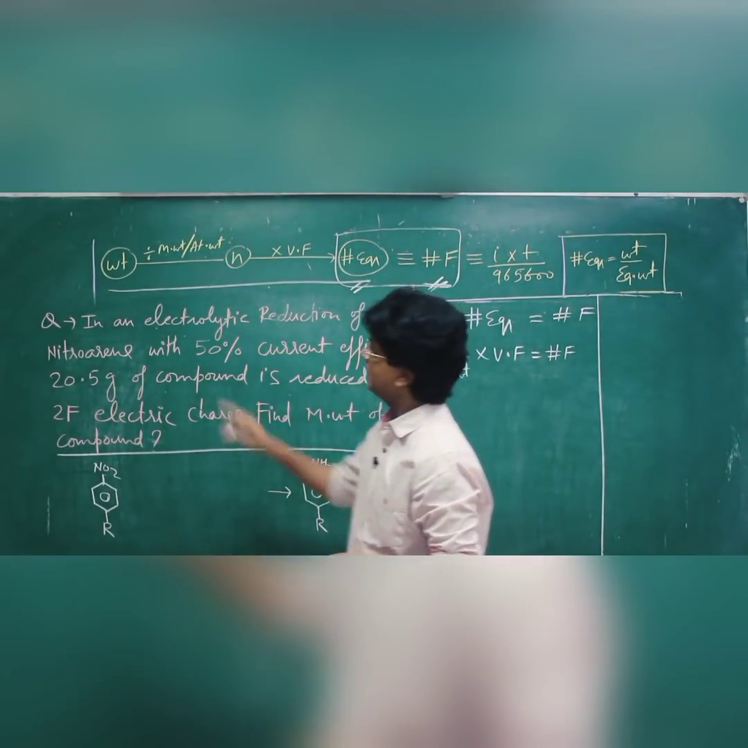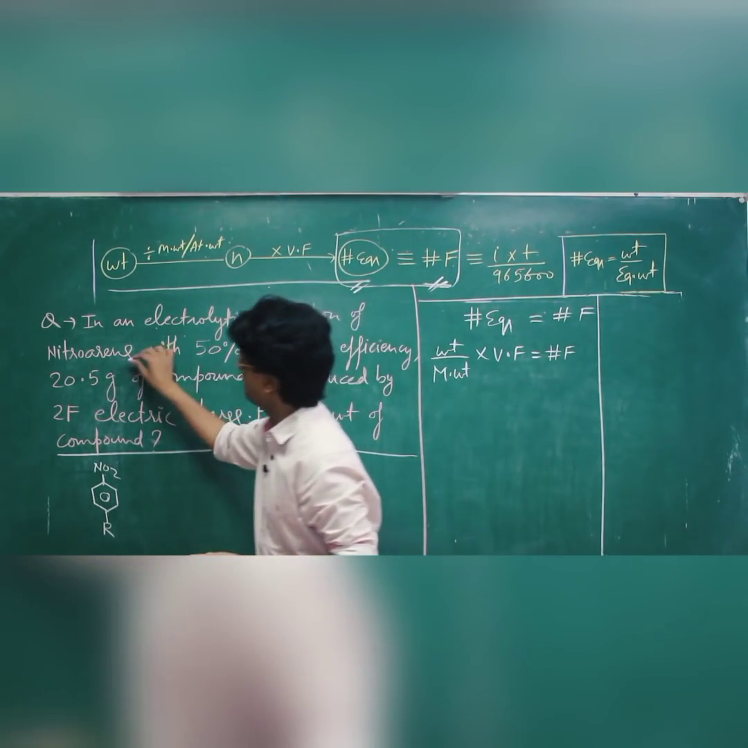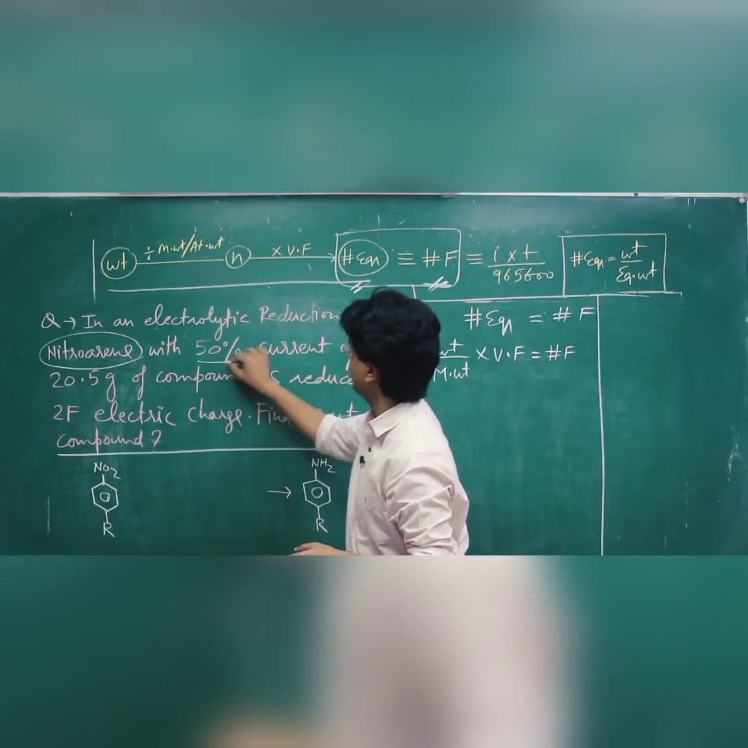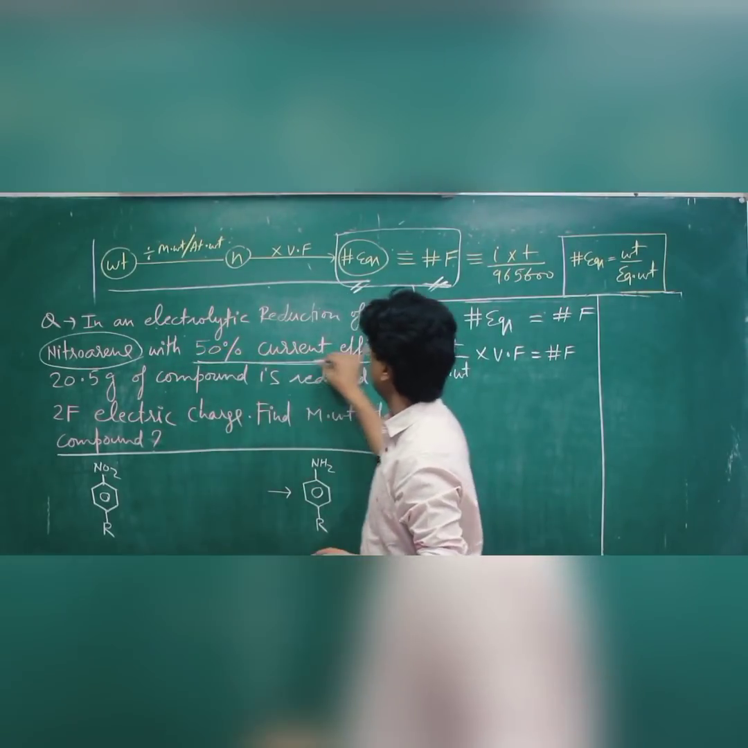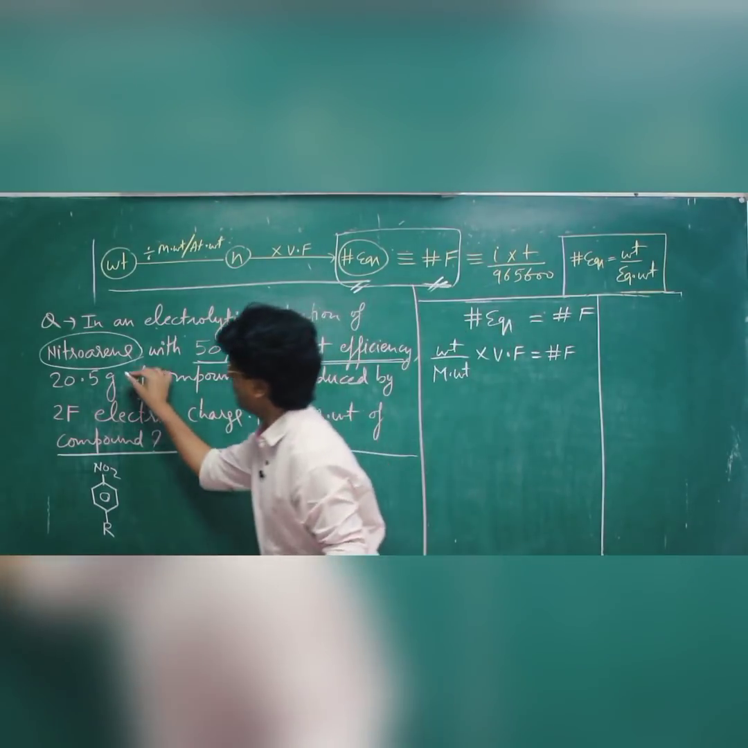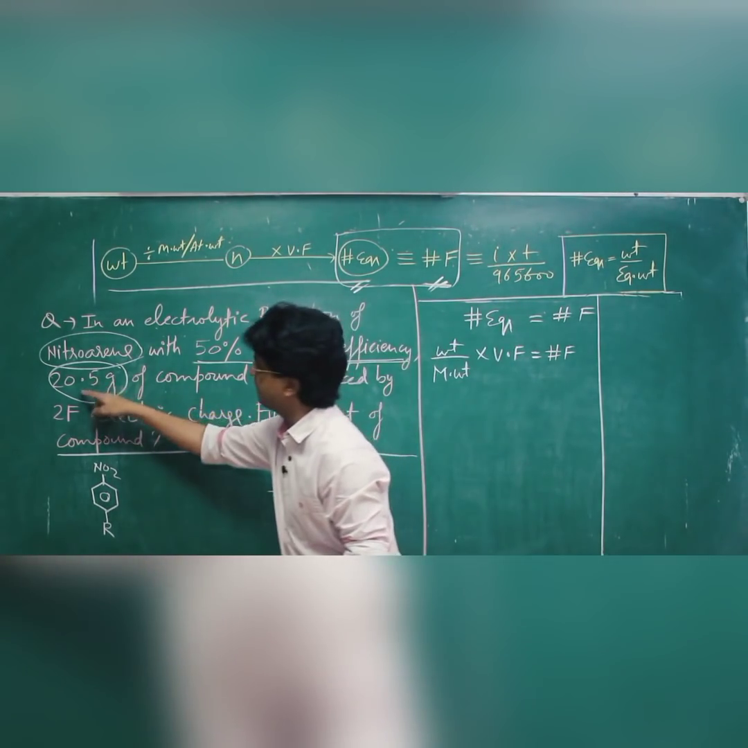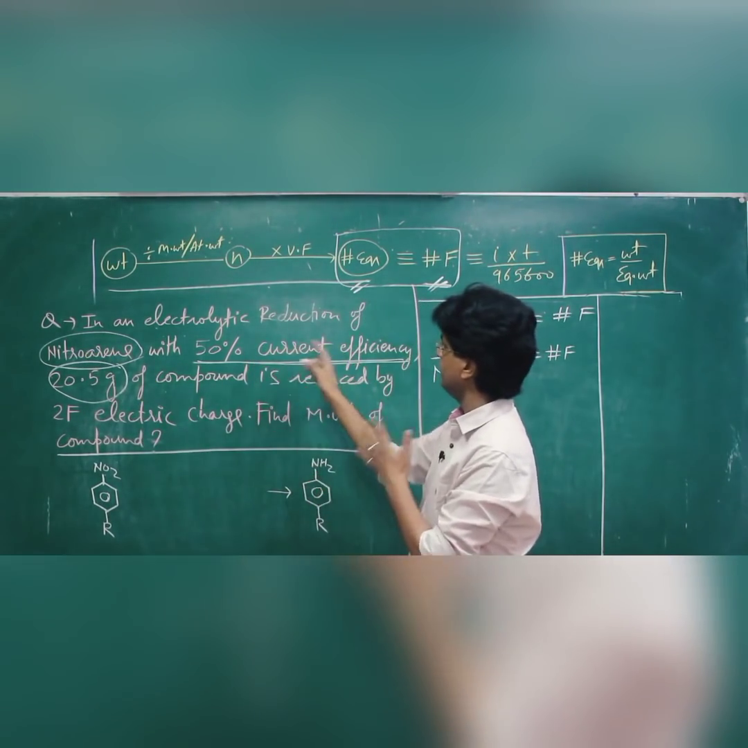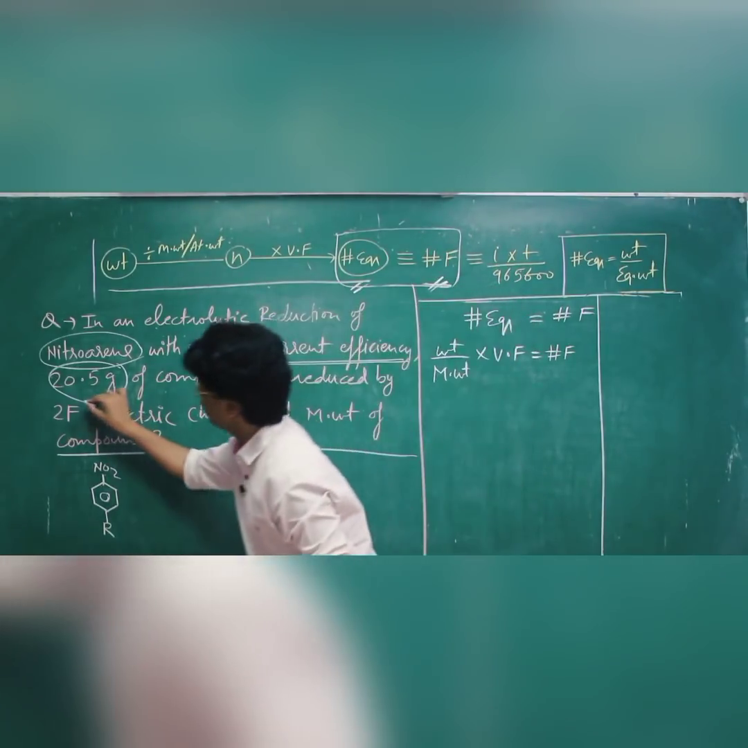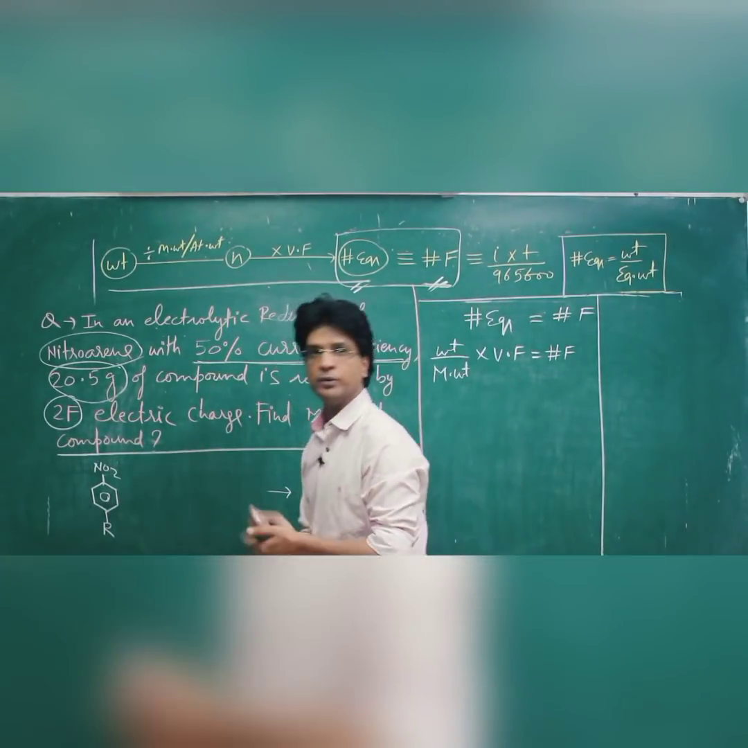This question says that in an electrolytic reduction of nitroarene, they have not given me the exact formula of that, and I do not need that actually. With 50% current efficiency, this is important because people make mistakes over here. 50% current efficiency, 20.5 gram of the compound is reduced. That means 20.5 gram of nitroarene is reduced on passing a current which is having a 50% efficiency, by 2 Faraday electric charge. Find molecular weight of compound.